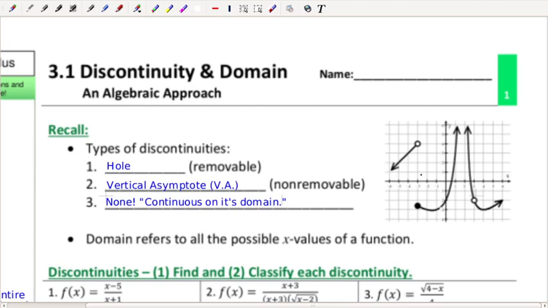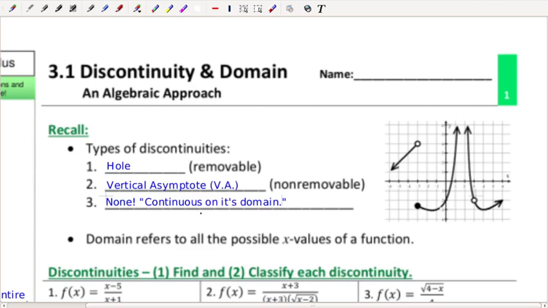This is a kind we're not going to be dealing with in the algebraic approach, because you basically need a piecewise function or some other funky things that we're not going to be looking at in this lesson. So our third option for the algebraic approach is actually going to be none. There are no discontinuities. The function is continuous on its domain. That's the phrase that we're going to use to say there are no breaks, no jumps, no holes, no nothing.